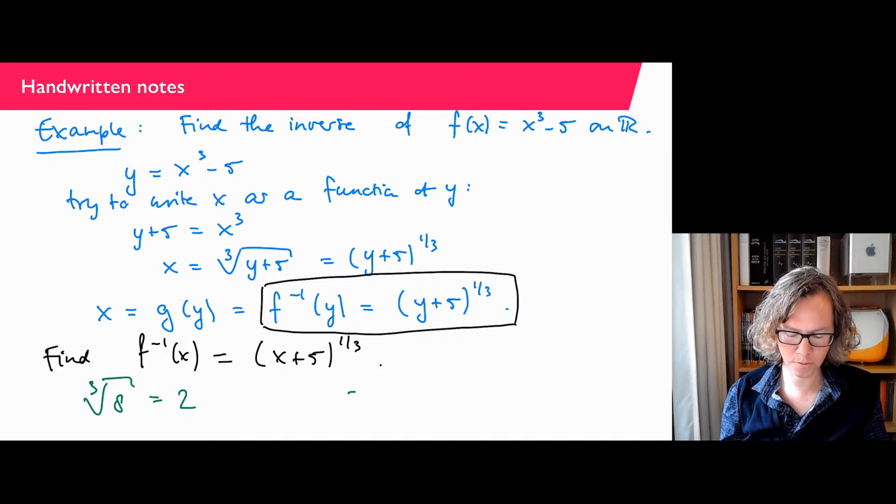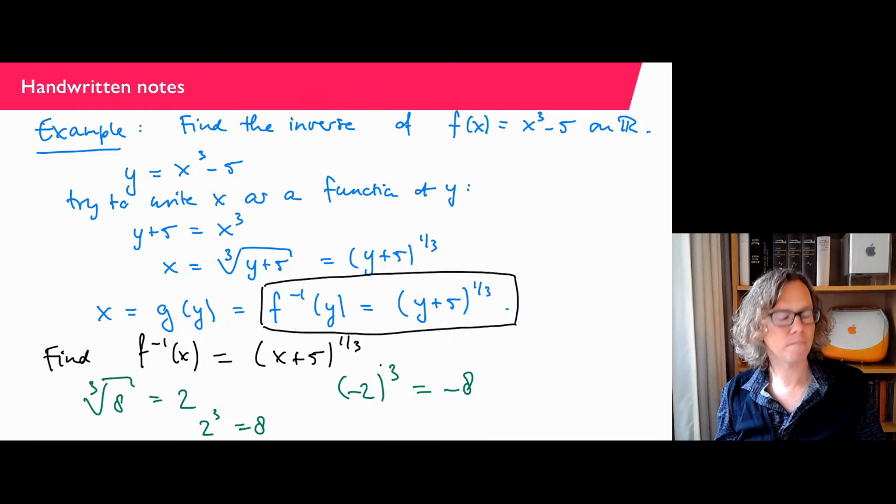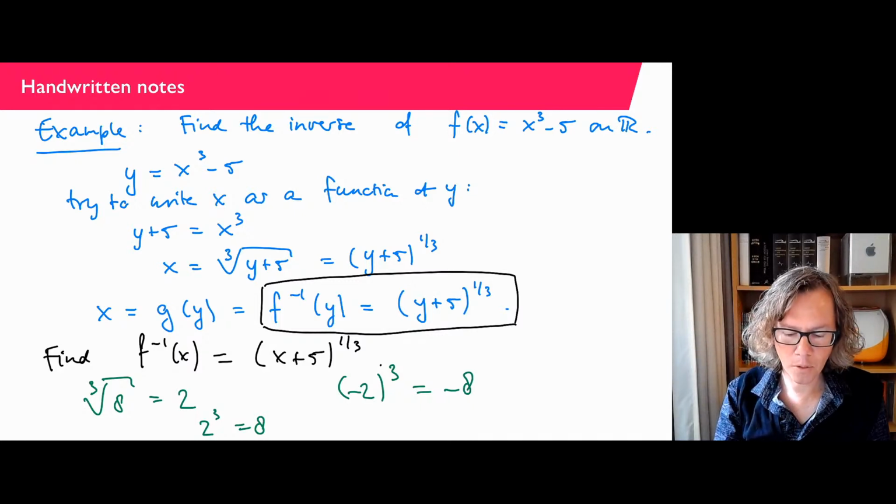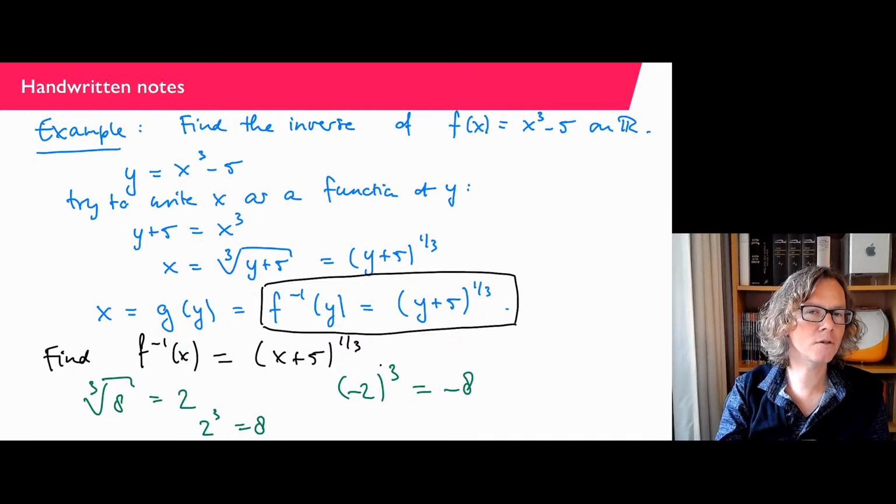Because if you do minus 2 to the power 3, you find minus 8. And if you do 2 to the power 3, you find 8. So it's always, if the number that's in the root, so here it's a 3, there is this distinction between the odd and the even numbers.